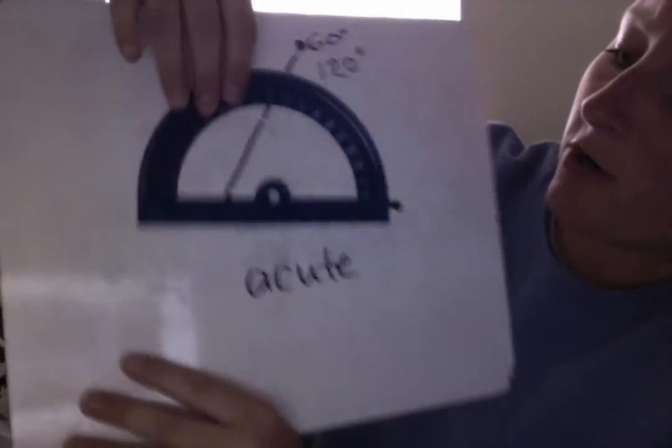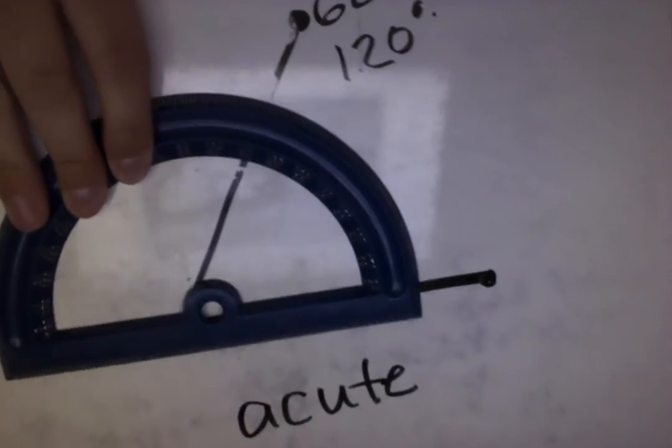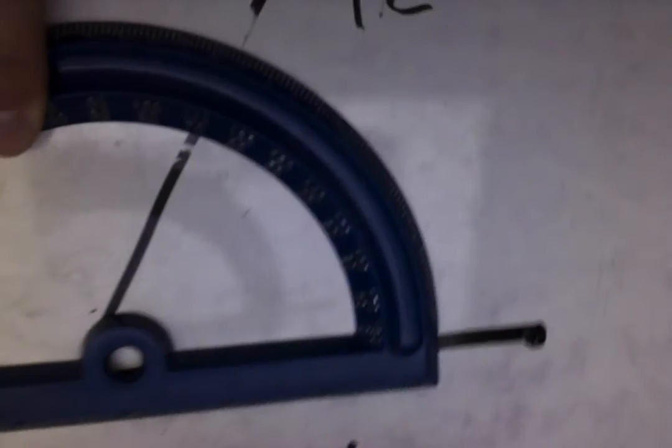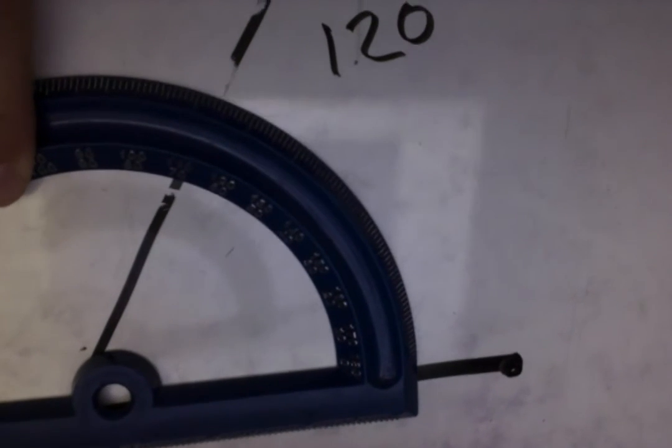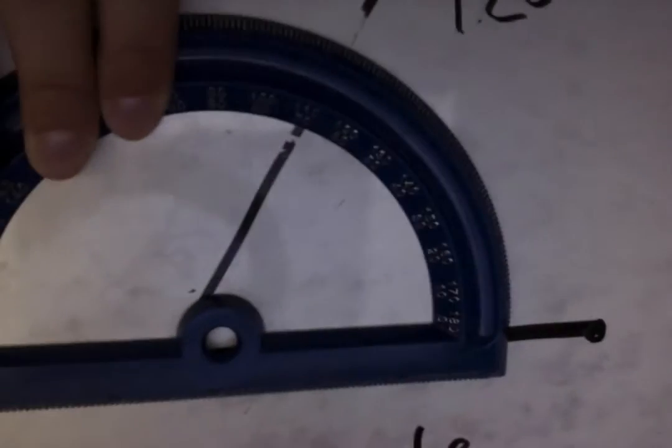I know, genius. So when we just measured our angle, we had to decide if we were going to use the inner scale to measure or the outer scale. When I lined this up and it got us to 60 degrees, the 60 is on the inside and the 120 is on the outside. So we use the inner scale to measure that angle at 60 degrees. The angle was an acute angle and it was 60 degrees, and we used the inner scale.